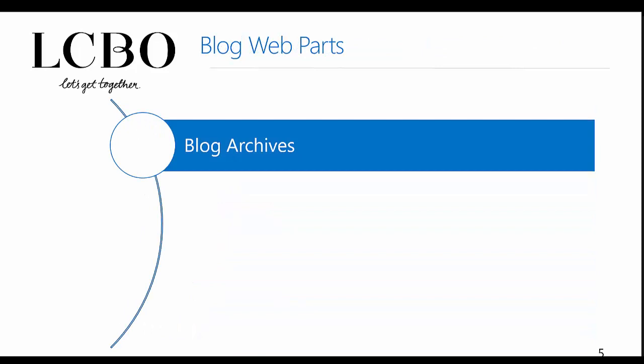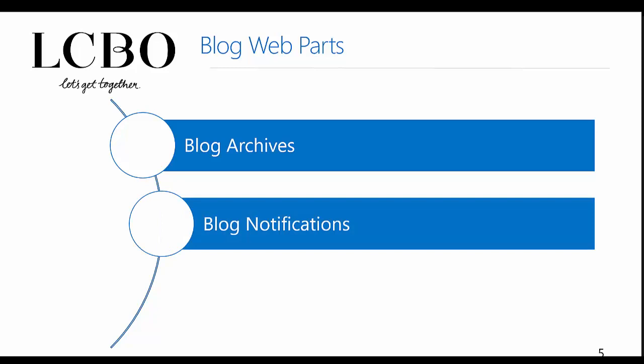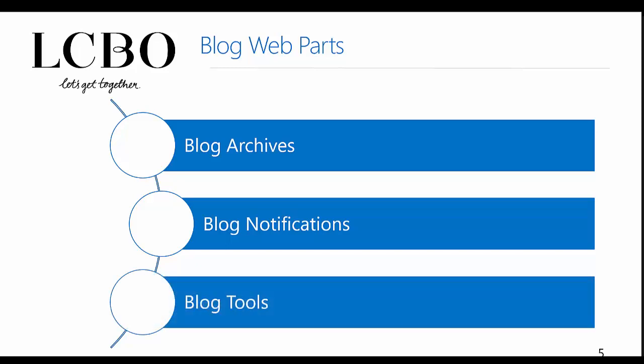Blog web parts. Blog web parts include blog archives. So these are used on a blog site, and it's typically shown on the left-hand side of the page. It lets you browse to older blog posts by month. Blog notifications. By default, this is shown on the right-hand side of a blog site with links to get the RSS feed or to create SharePoint alerts for the blog. Blog tools. This gives the blog owner some quick links to manage their blog.